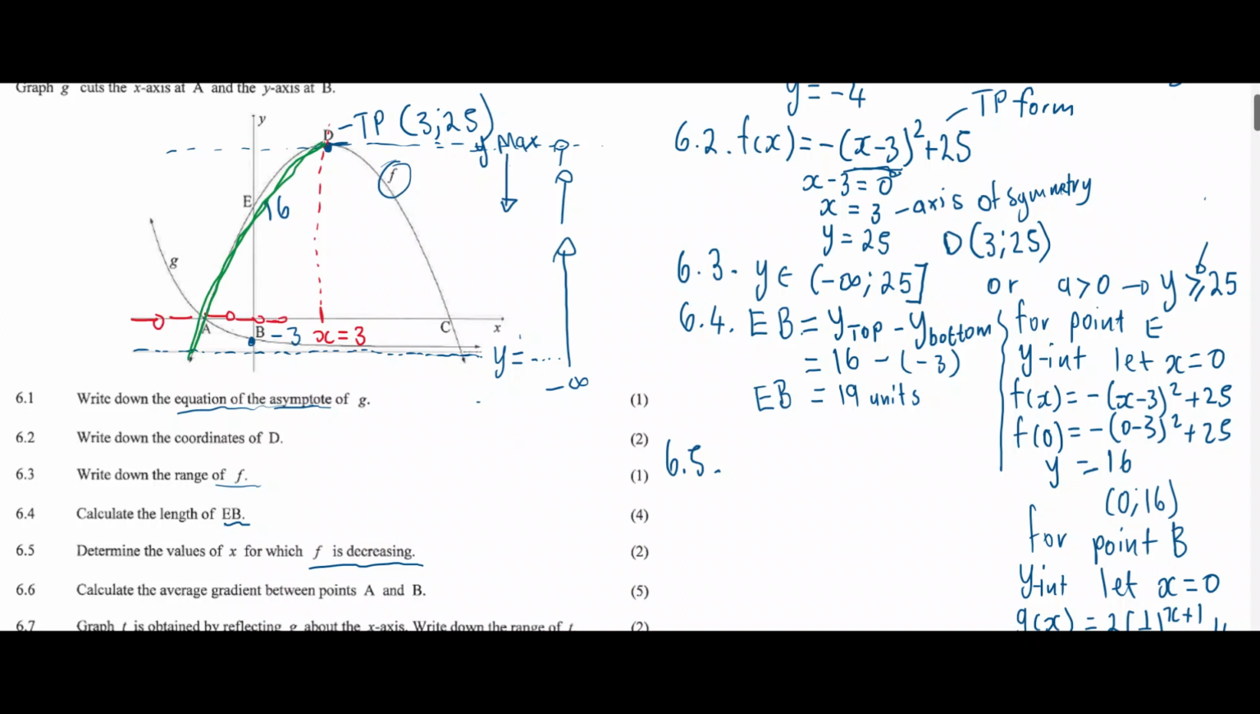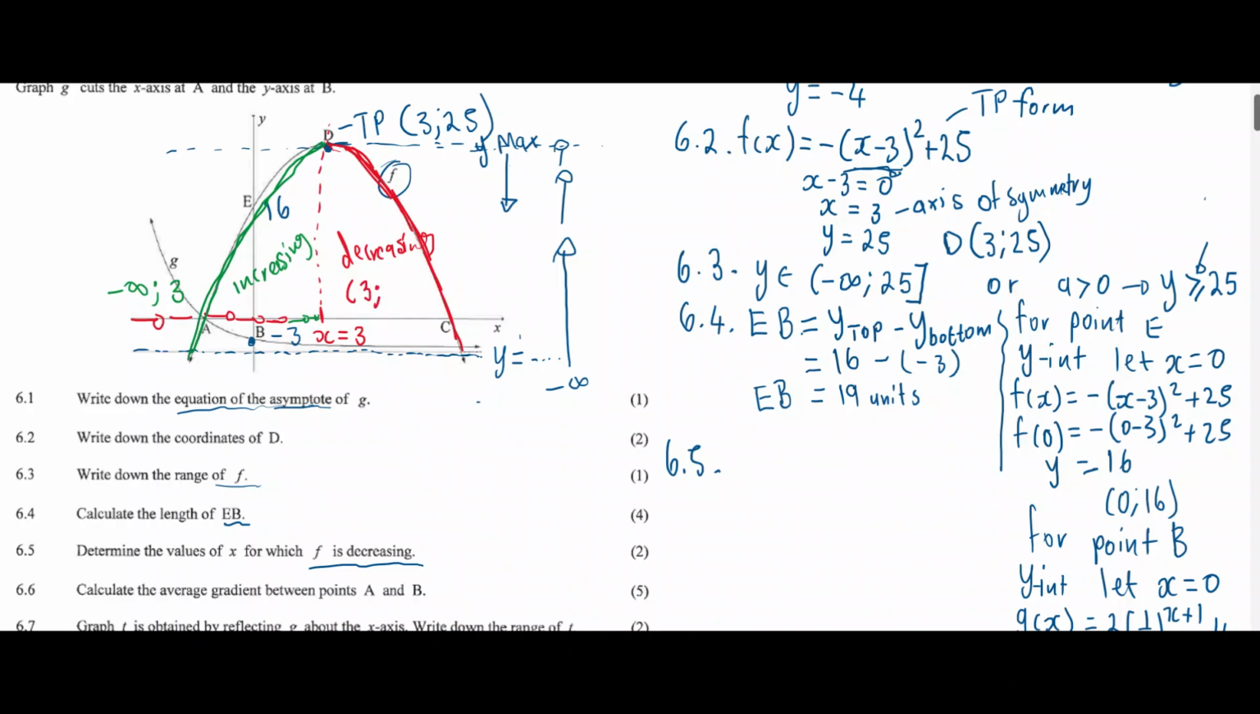But where is the graph increasing? All the way from negative infinity. So the graph is increasing from negative infinity until 3. Do you see that? This is the part where the graph is increasing. And if you take a look at the parts where the graph is decreasing, which is this part, the graph is decreasing here.